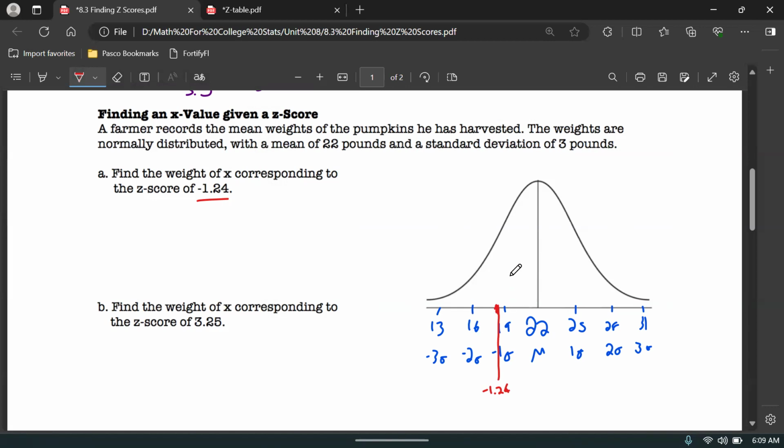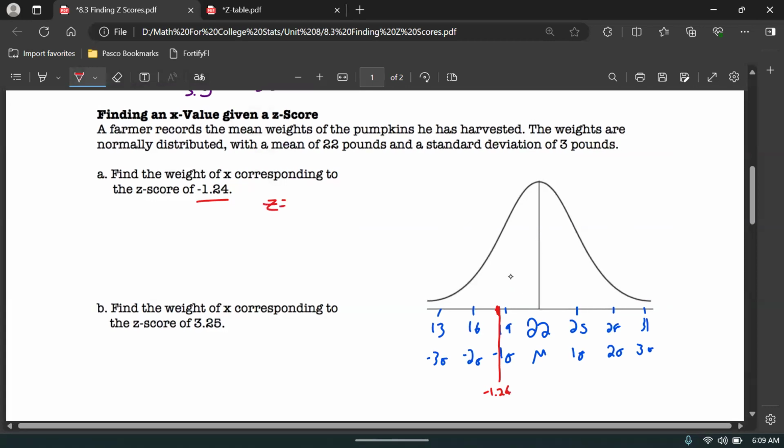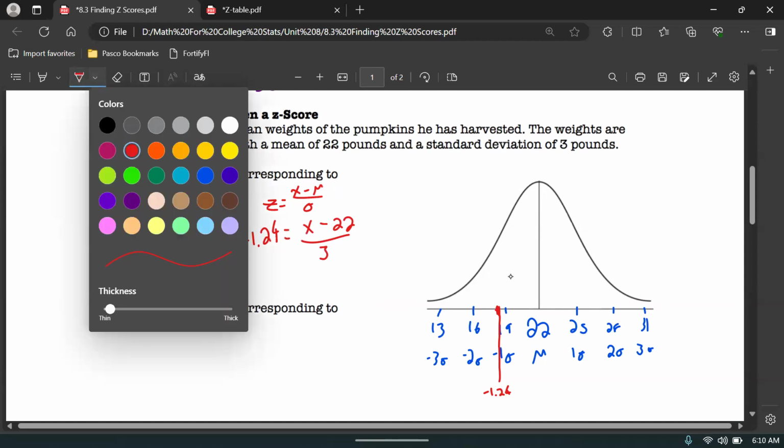We'll take the z-score. Remember the formula? Z equals x minus the mean divided by the standard deviation. Well, we have 3 of these numbers. We know the z-score is negative 1.24. We don't know the x, but we know the mean is 22. We know the standard deviation is 3. So now it's just an algebra problem that we solve. So simple algebra problem, we can do this.